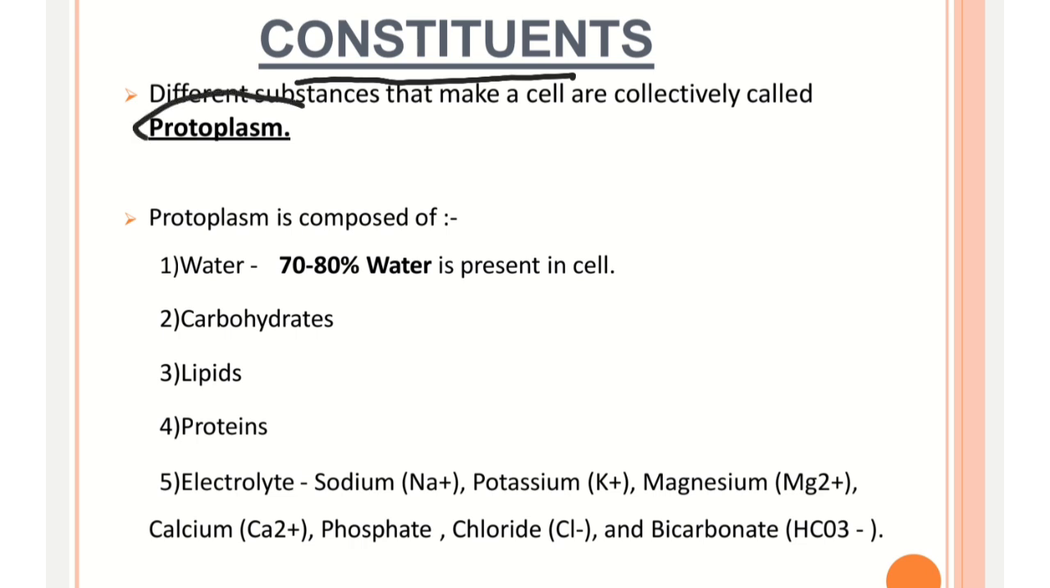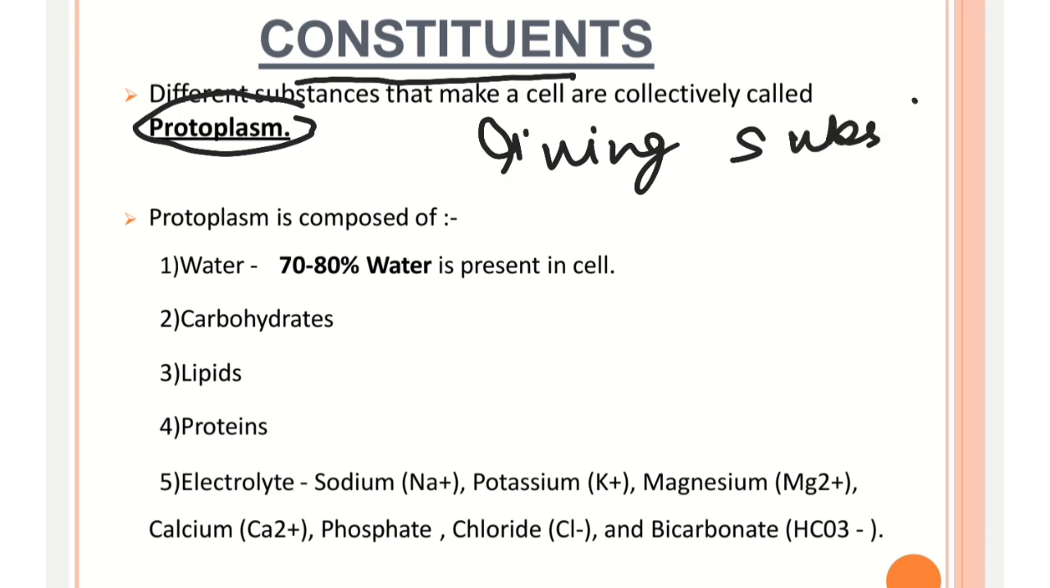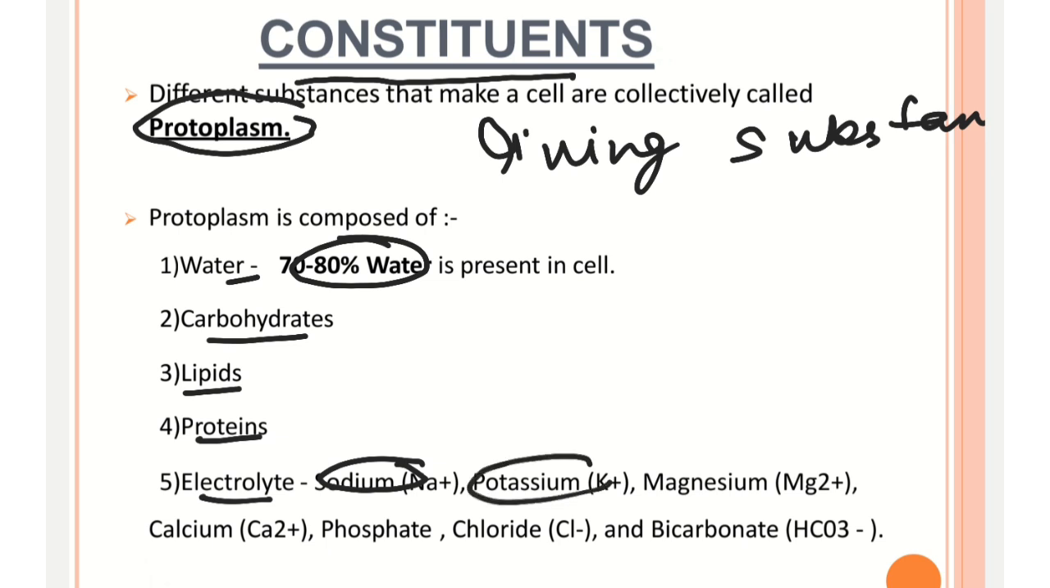The protoplasm is also known as living substance. Okay, protoplasm is the living substance of the cell and is made up of the following. किस का बना होता है? It is composed of water, which is 70 to 80%, carbohydrates, lipids, proteins, and electrolytes such as sodium, potassium, magnesium.